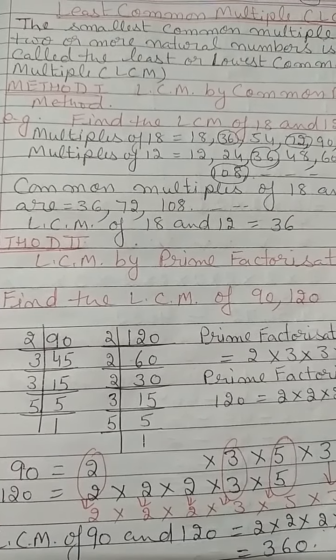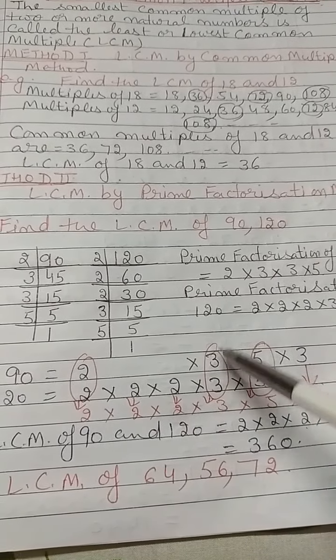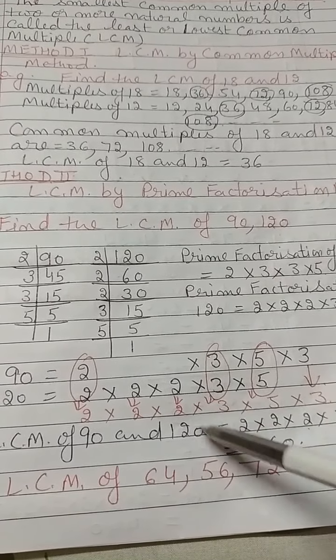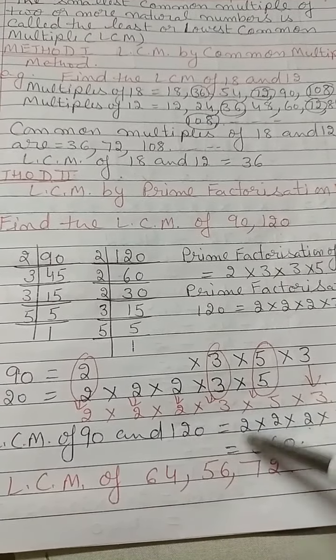So here we mark the common numbers. Like here is the common 2. Whatever common numbers are there, you have to mark there. Like here you mark 2, you mark 3, you mark 5. So these numbers are common. So I mark an arrow between them.